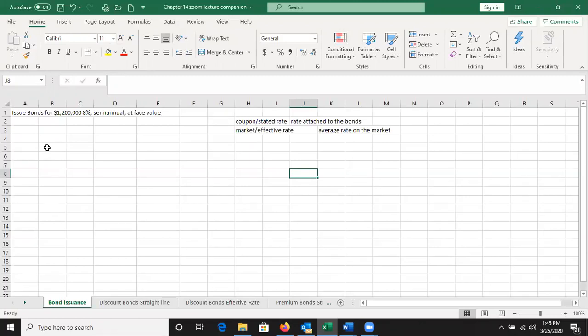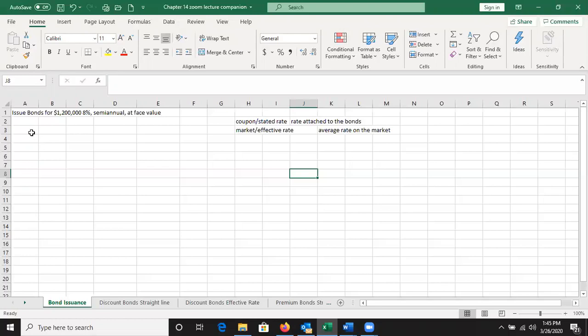So what we're going to learn today is really how do companies calculate issuing the bonds, paying the interest on them, and we're going to talk more about premiums and discounts. So we started that talk in chapter 13, which is why I said this isn't going to be too different, and we're going to keep with it today.